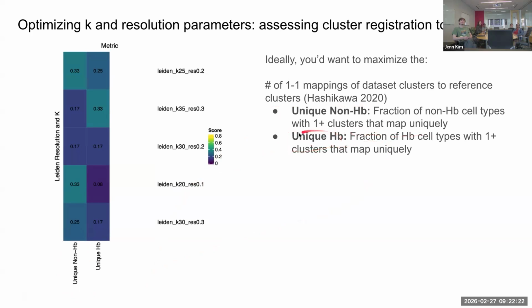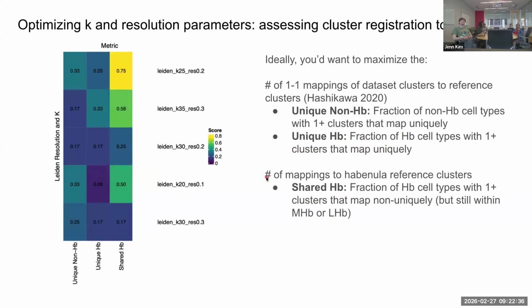And then this unique habenula score gives you the fraction of habenula cell types that have one or more clusters that map uniquely to habenula subtypes. And you also want to maximize the number of mappings generally to habenula reference clusters. So this shared habenula metric is the fraction of habenula cell types with one or more clusters that map non-uniquely to the reference clusters, but still remain within medial habenula or lateral habenula.